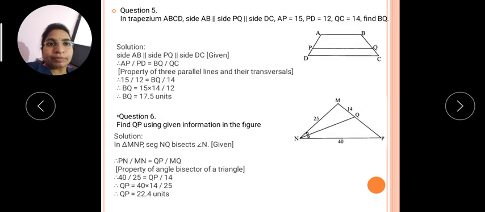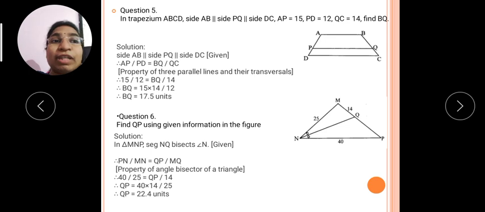Now the next question. In the trapezium ABCD, side AB is parallel to side PQ, which is parallel to side DC. And what is given? AP, PD and QC are given. You have to find out BQ. Now listen students, side AB is parallel to PQ, which is parallel to DC.